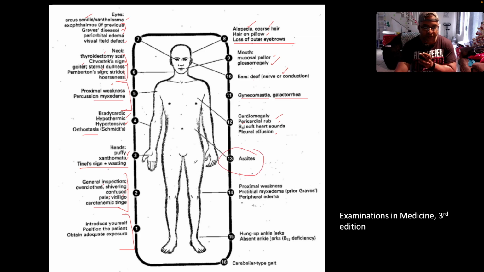Once again, proximal muscle weakness of the pelvic girdle, pretibial myxedema in a patient who has prior Graves' disease, and peripheral edema. Often, if this is mucopolysaccharide deposition, if this is myxedema, then it'll be classically non-pitting edema, right? One of the most important things is the hung-up ankle jerk, so delayed relaxation phase of the reflexes. Sometimes if you have absent ankle jerks, that speaks to B12 deficiency.